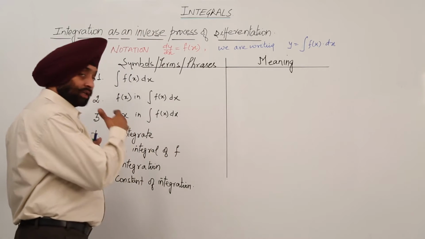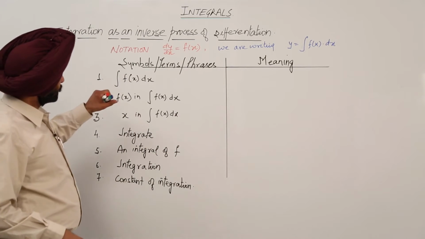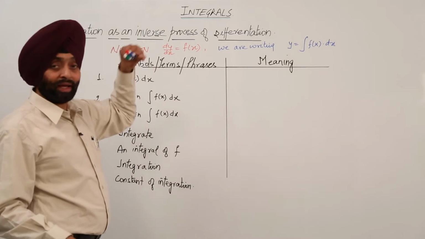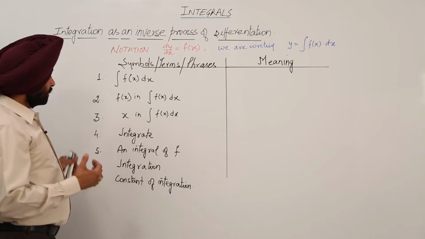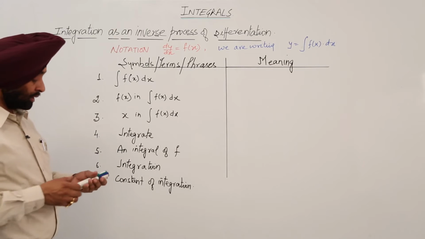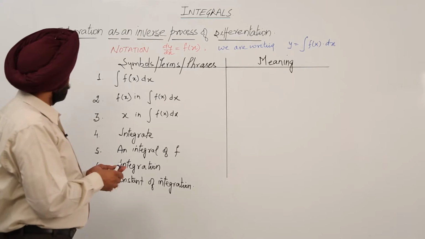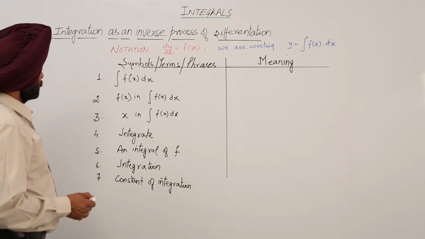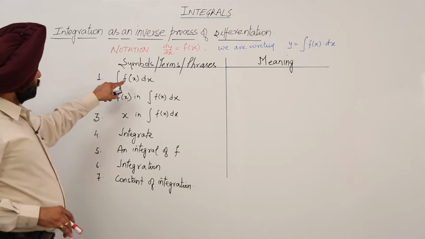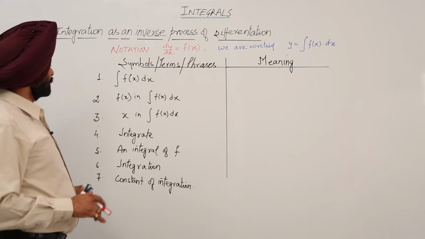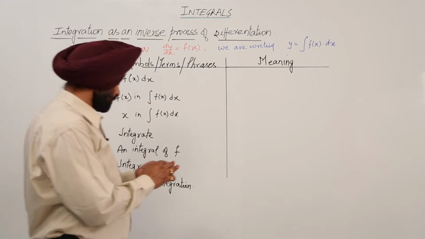Now I have drawn a table here. It is written symbols, terms and phrases. Now exactly we have gone through this symbol. What does this represent? Number 1, integration, written as this symbol for integration with f(x) dx. Now what does it mean?